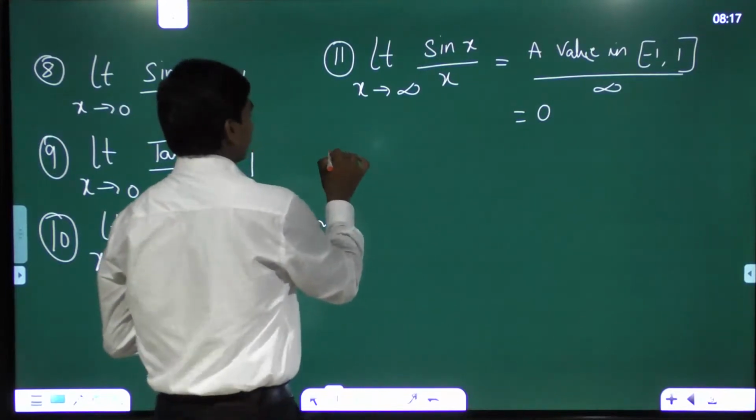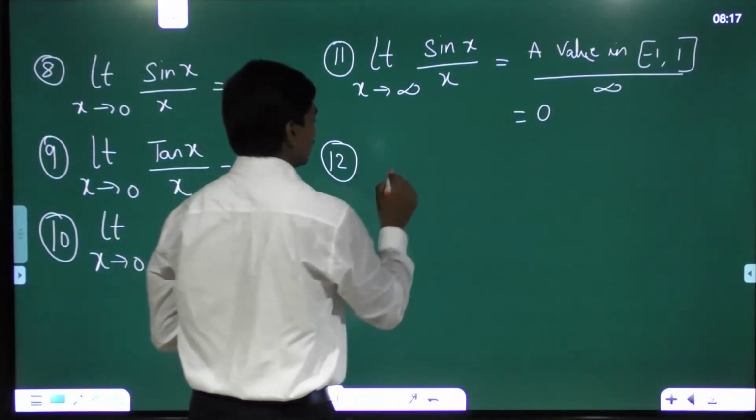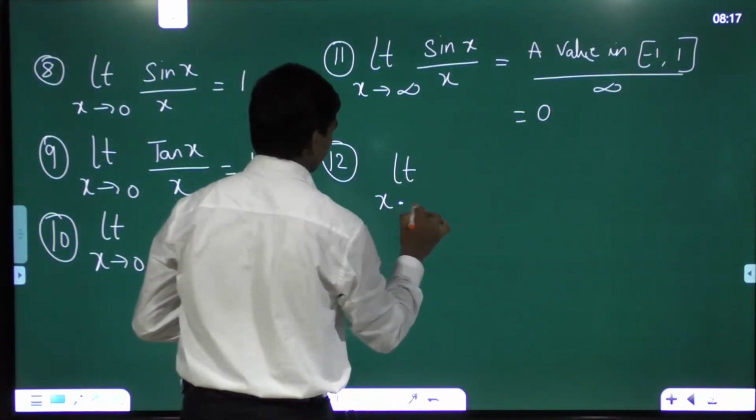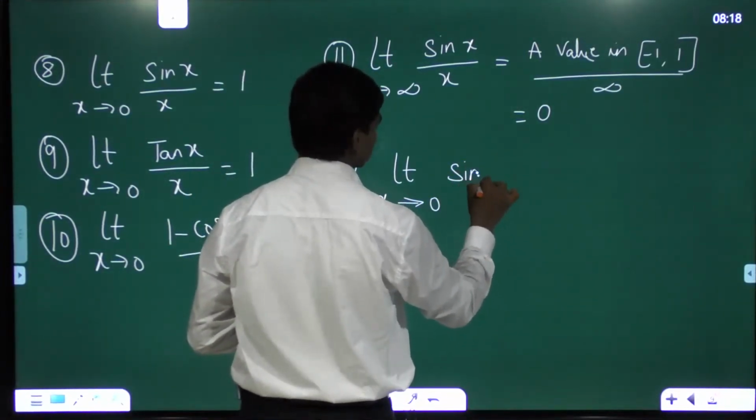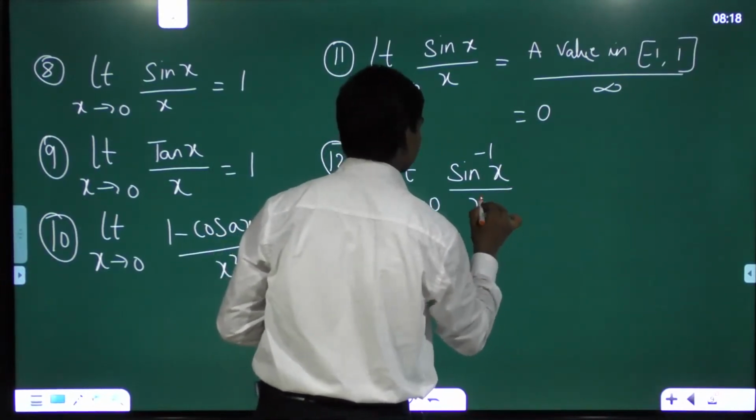Thank you. Now, the 12th limit. Limit x tends to 0, or basically we could write one thing. Limit x tends to 0, sin inverse x divided by x.